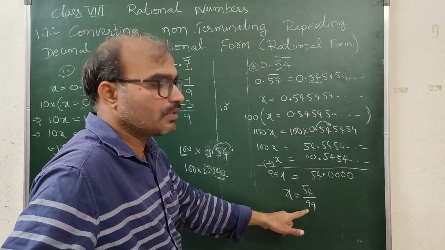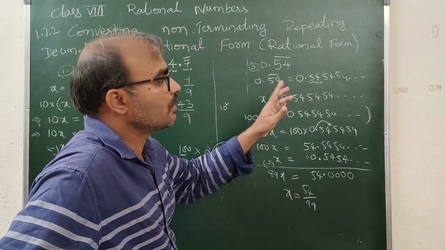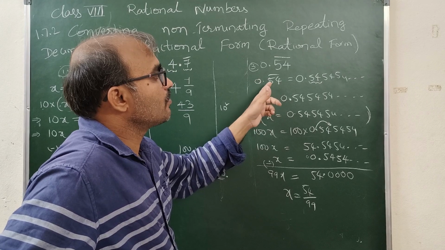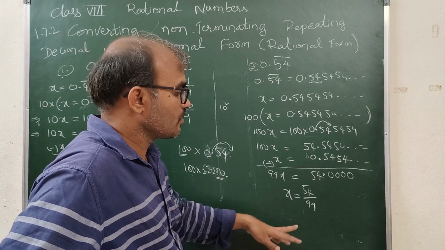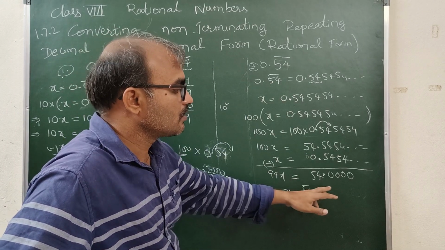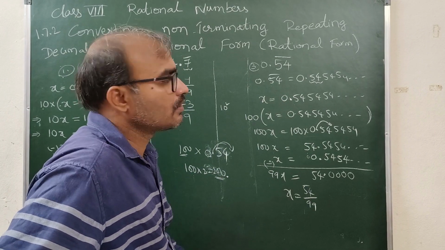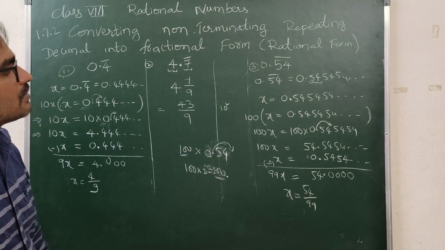0.54 bar is 54 by 99. 0.45 bar is 45 by 99. 0.50 bar is 50 by 99. 0.32 bar is 32 by 99. Right? In that way, you have to simplify.